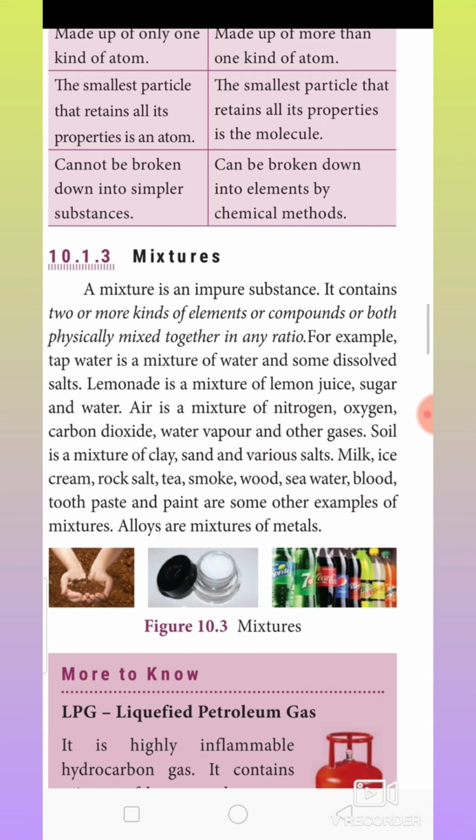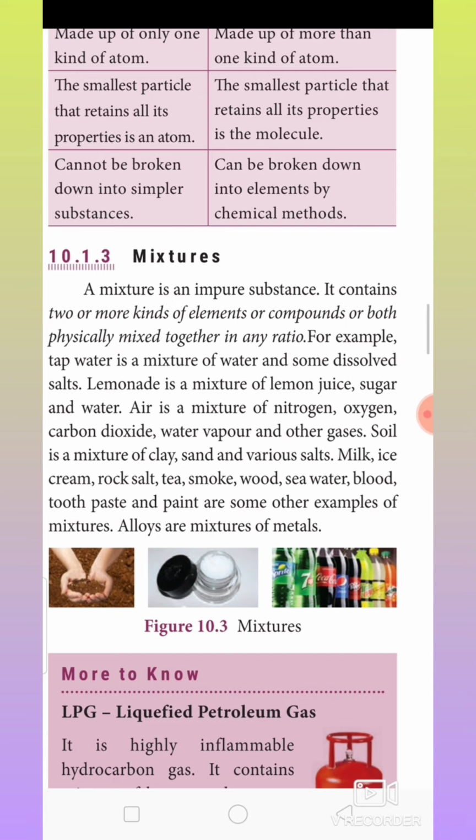For example, tap water is a mixture of water and some dissolved salts. Lemonade is a mixture of lemon juice, sugar and water. So if I want to prepare lemonade in any ratio, if I want more sugar, I can add more sugar. If I don't want sugar, I can reduce the quantity of sugar. So there is no proper proportion.